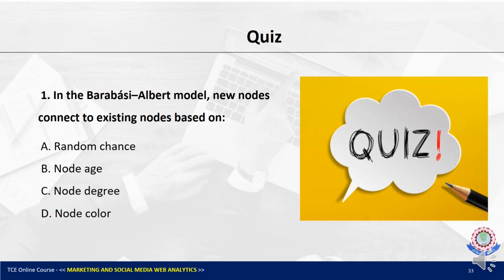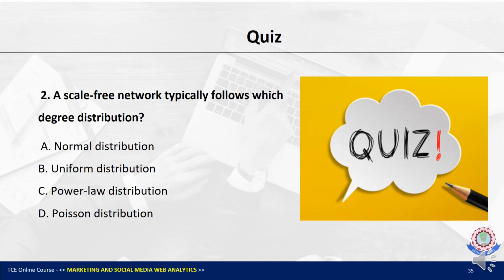In the Barabási-Albert model, new nodes connect to existing nodes based on dash. What determines the connection probability in the BA model? And the answer is option C, node degree. This is because in preferential attachment, nodes with higher degree have a higher probability of receiving new connections. This mechanism is what's called the rich get richer effect in networks.